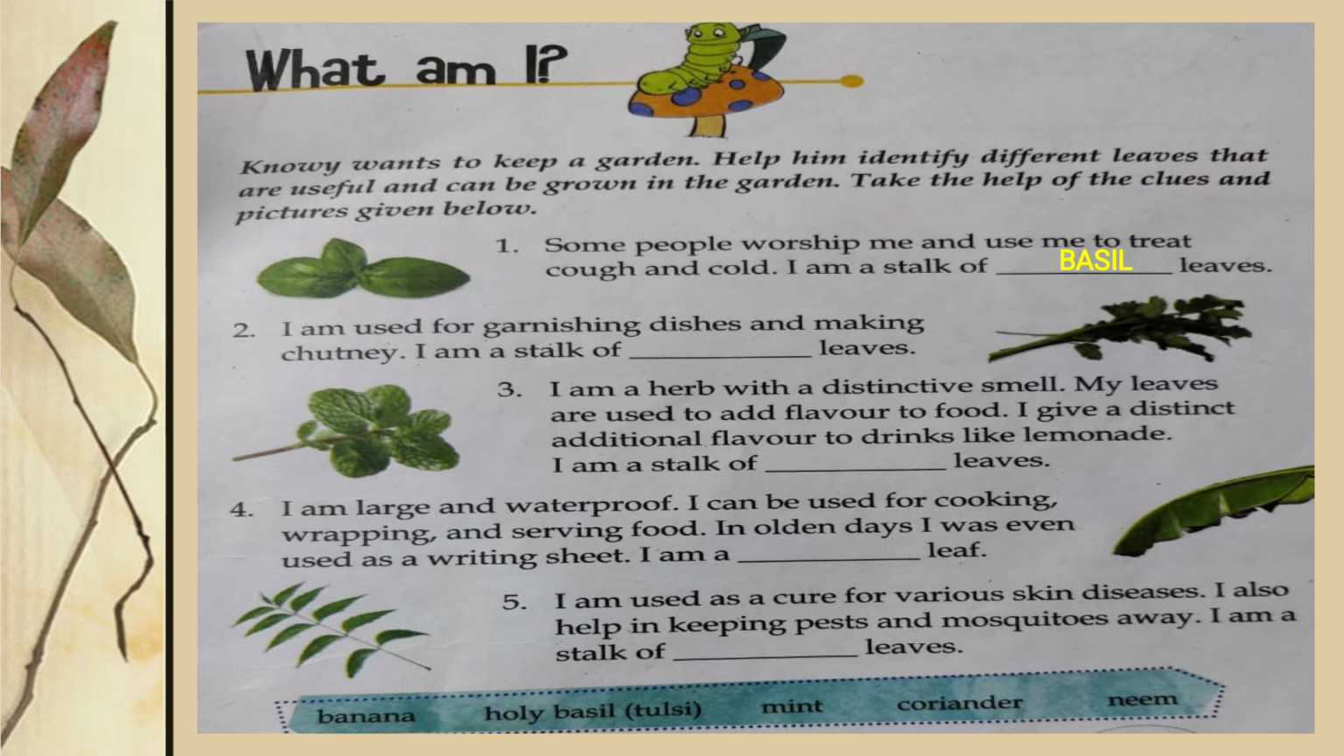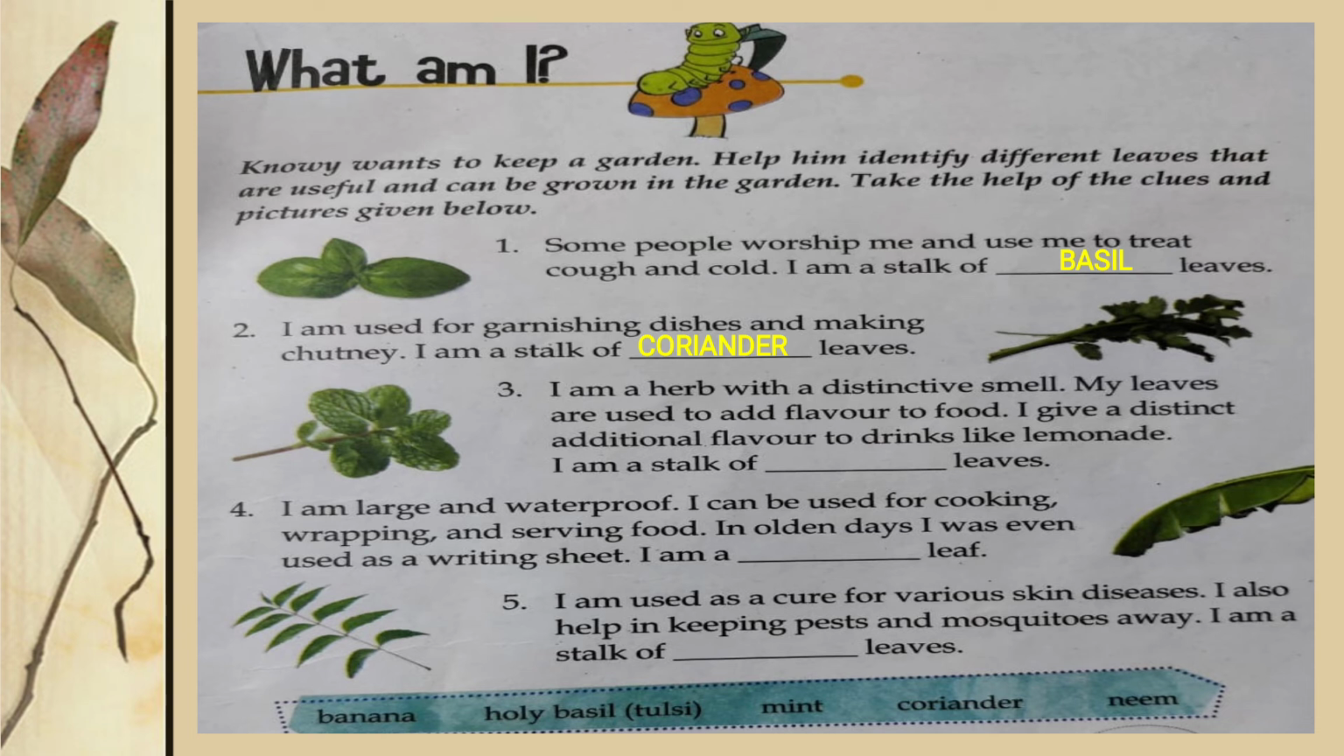Basil leaves. The next one is used for garnishing dishes and making chutney. We had already discussed that it is very useful in garnishing. It is very useful in making chutney. It's good for our health, and it also helps to garnish various kinds of foods. Now you have to tell which stock of leaf it is. So it is coriander leaves, right? Coriander leaves are used for garnishing purposes. They are used for making dishes also. They are used for making chutney also.